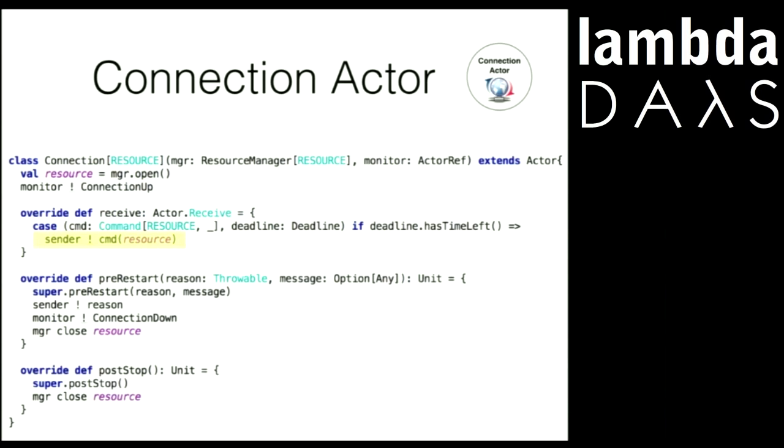So actually, if our command is not timed out, because it's just a function which takes a resource and produces something, we're just going to call it and pass our resource to it, and then we send the response back to the sender. And as I mentioned previously, if something goes wrong, this pre-restart method gets called. First, we send an error message to the sender. We send a monitor connection is down message, and then we close the resource.